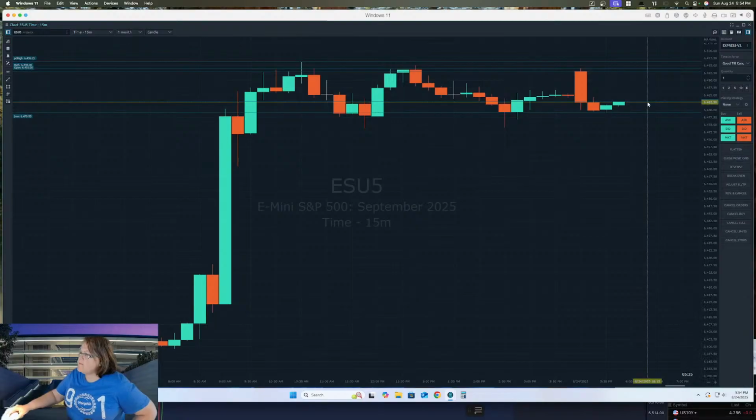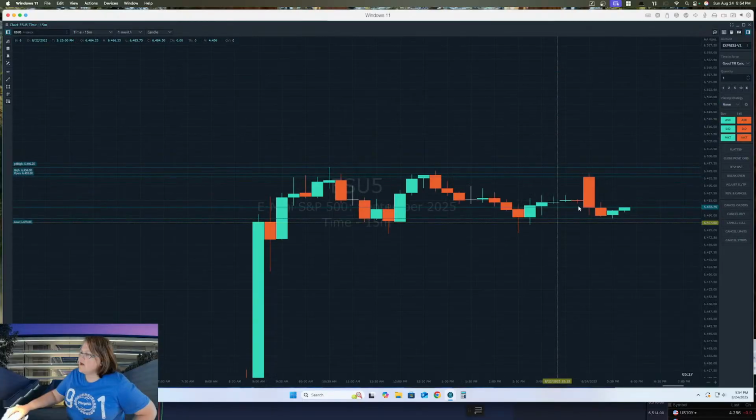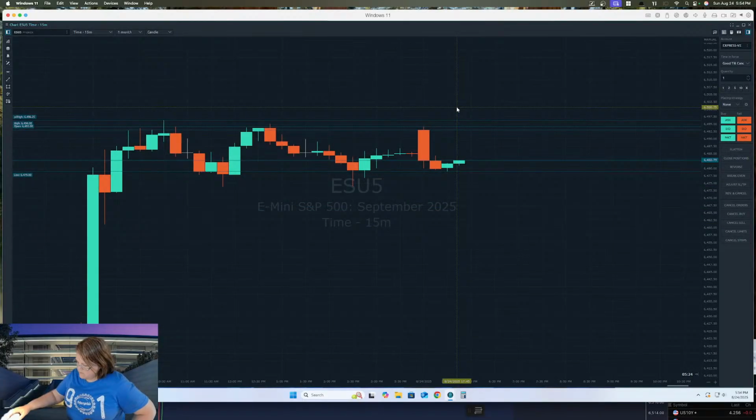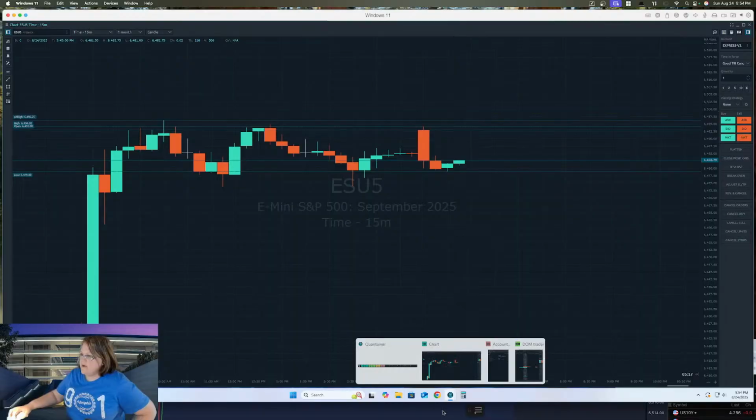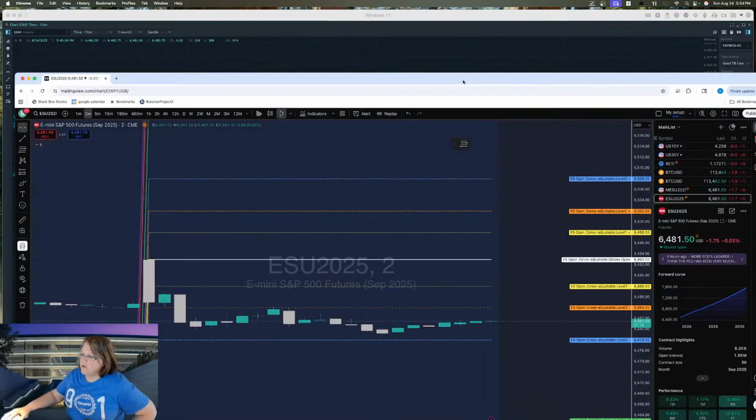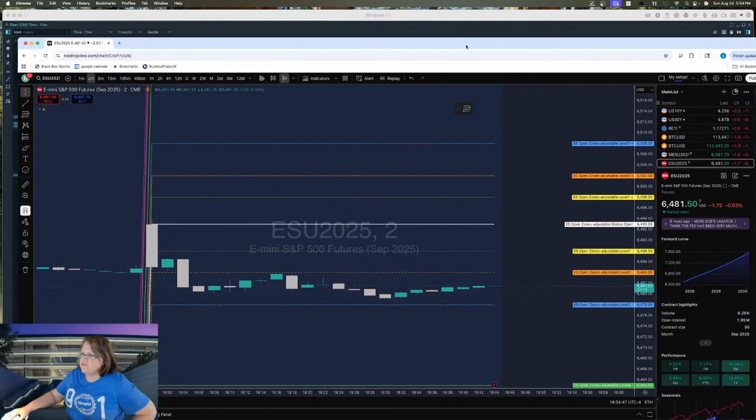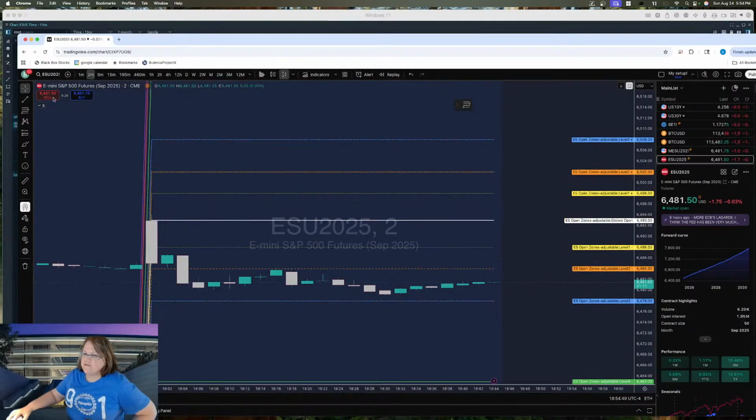If we come back up through 82 and 82 and a half, probably going to target 85 back to the upside. ES likes whole numbers. I mean, it just does. It just likes whole numbers.